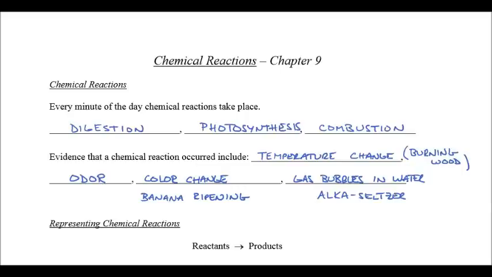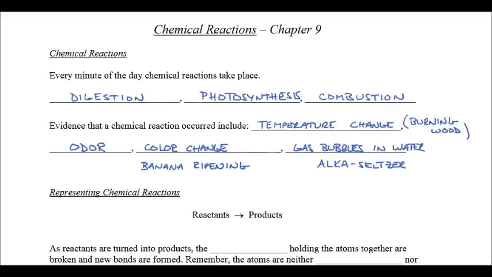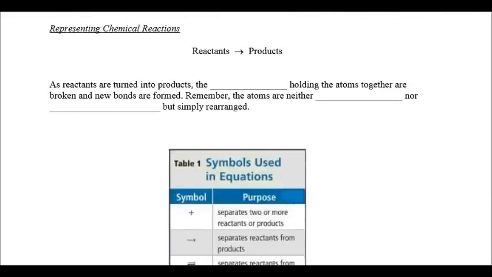And in chemistry, we represent a chemical reaction with an equation. In the equation, we have reactants that react and products that are produced. As reactants are turned into products, the bonds, whether they're ionic or covalent or metallic, holding the atoms together are broken and new bonds are formed. Remember, the atoms themselves, though, are neither created nor destroyed. They are simply rearranged.